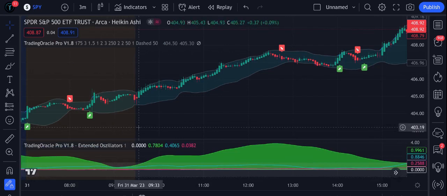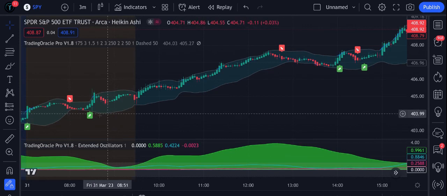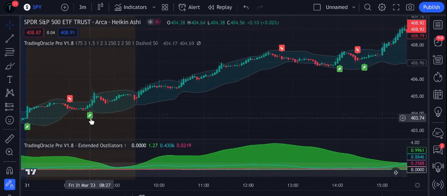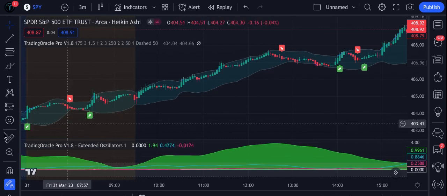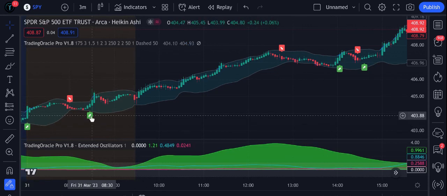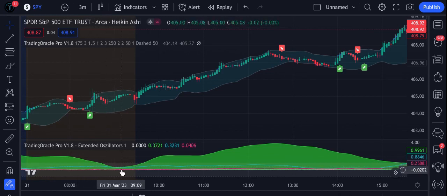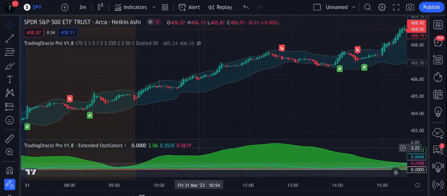And here's another example here. See this buy signal right here. I mean, you can really back it up there if you wanted to, but if you're looking at the extended oscillator, you got the VWAP line that's staying at or above this middle line. And the Bollinger Band line is also pretty close to the middle line.